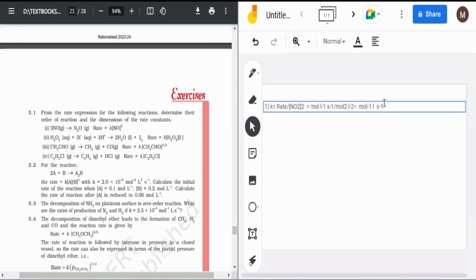Now we are asked the dimension. So what would the dimension be? Dimension would be mole multiplied by liter. Liter is nothing but volume, and S-1 is second, so it would be time. So you can write the dimension accordingly. Okay, so moving ahead, this way we will write the dimensions of all of them.